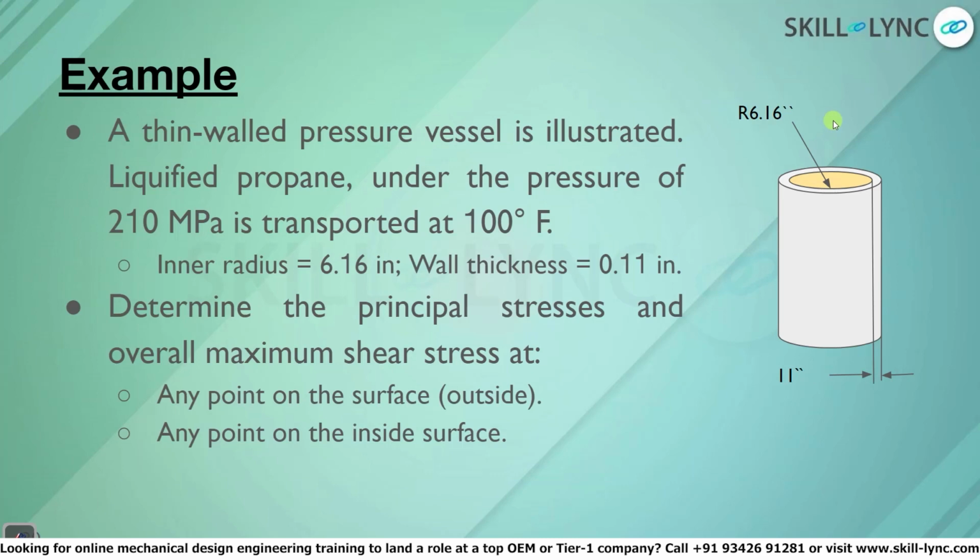Now given here is a thin walled pressure vessel and it contains liquefied propane under the pressure of 210 megapascal and it's transported at 100 degrees Fahrenheit. We have the inner radius which is 6.16 inches and wall thickness as 0.11 inches. Here we have to determine the principal stresses and overall maximum shear stress at any point on the outside surface and any point on the inside surface. Now all this while the elements which we were working on were only solid pressure vessels. Here because we are given a thin walled pressure vessel, we have a little bit of change in the stress equation we will be using. Now moving on to the whiteboard.